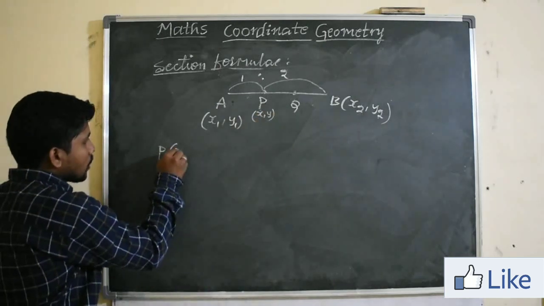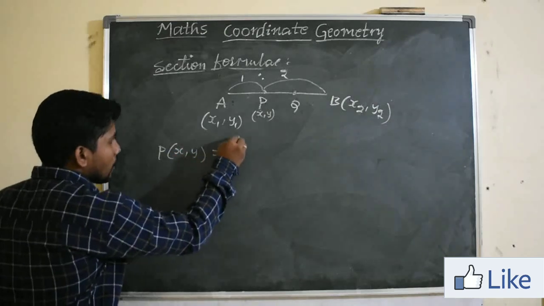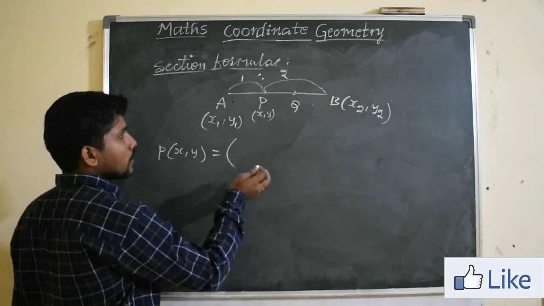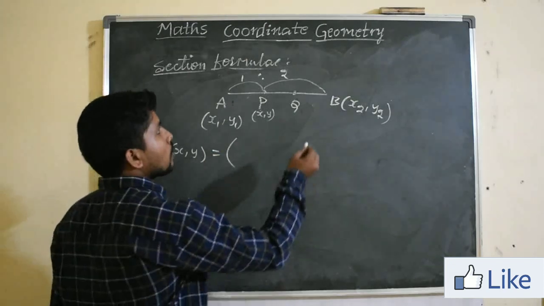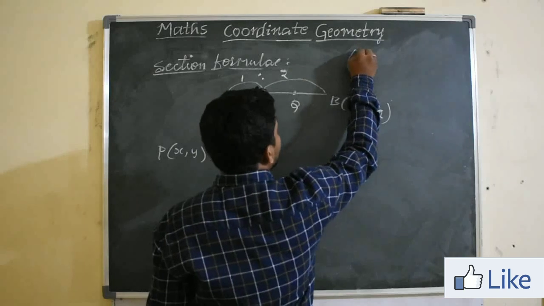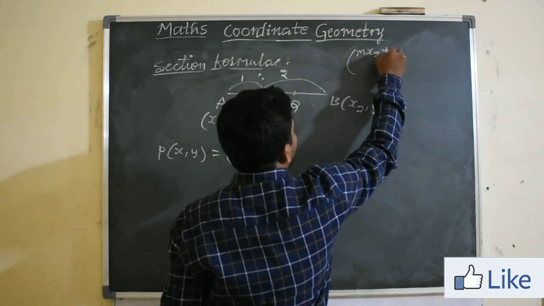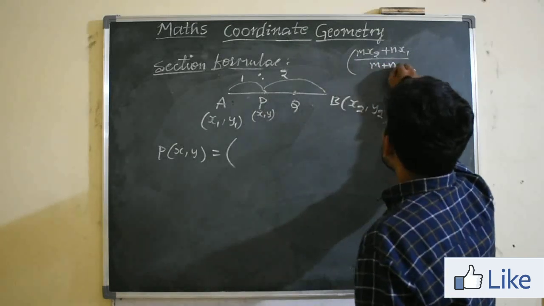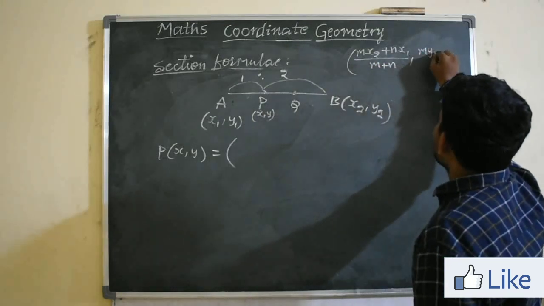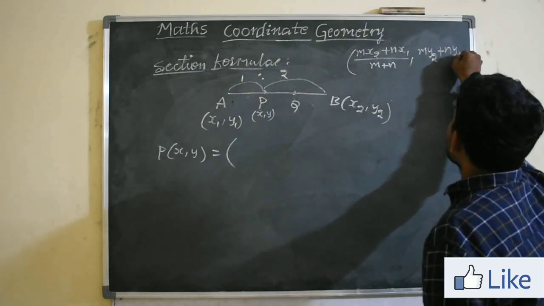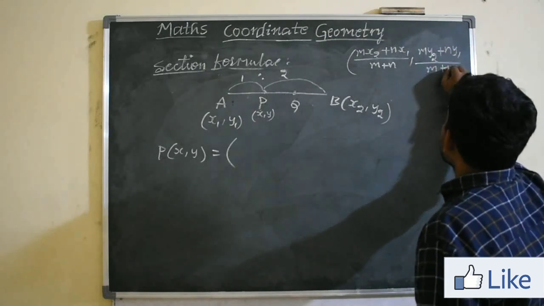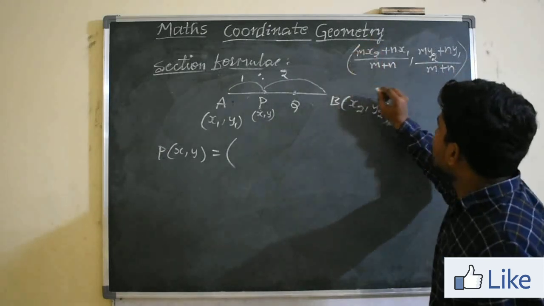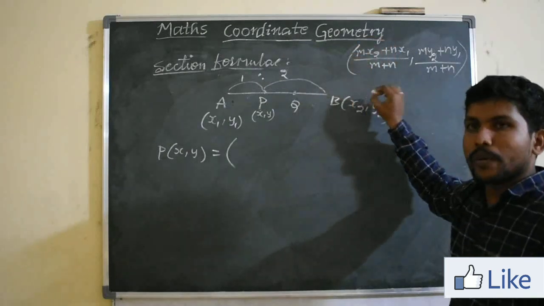So P (x, y) will be, now we already know that m is to n is 1 is to 2. So apply that in the section formula. We already know that the section formula is (mx2 plus nx1) by (m plus n), (my2 plus ny1) by (m plus n). As these are the coordinates of some point, make sure that when you are writing, you use the open brackets.